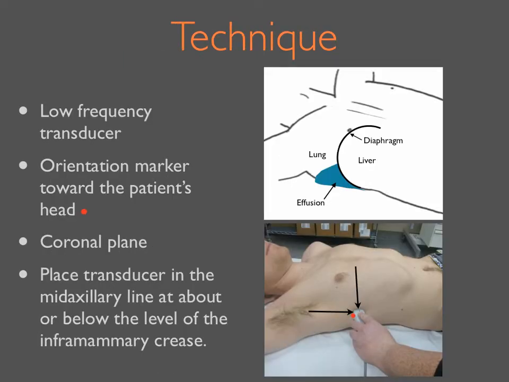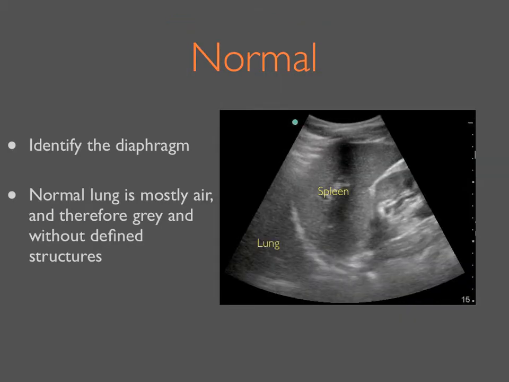To detect a pleural effusion, you should use a low-frequency curvilinear or phased array transducer in order to achieve adequate depth of penetration. Orient the transducer with the marker towards the patient's head in the coronal plane and roughly where the mid-axillary line and the inframammary crease intersect. The image you will see is the coronal plane image through the base of the hemithorax. Identify the curved hyperechoic line of the diaphragm as your landmark.